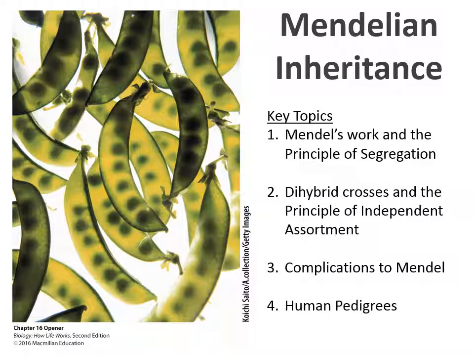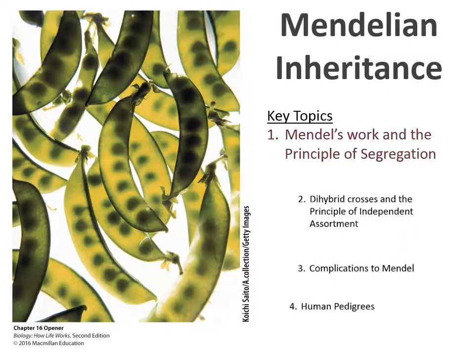Welcome to the unit on Mendelian genetics. In this unit, we will discuss the science of inheritance, including the work of Gregor Mendel, who is considered the father of modern genetics. In this chapter, you will learn how to work with genetic information and complete genetic inheritance problems, including monohybrid and dihybrid crosses and human pedigrees.